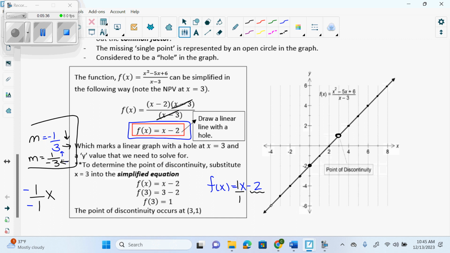So when we go to draw out a rational graph in general, what we have to make sure we do is factor both the top and the bottom and see if something cancels off. If it does, I have a point of discontinuity. If it doesn't, I just have asymptotes.